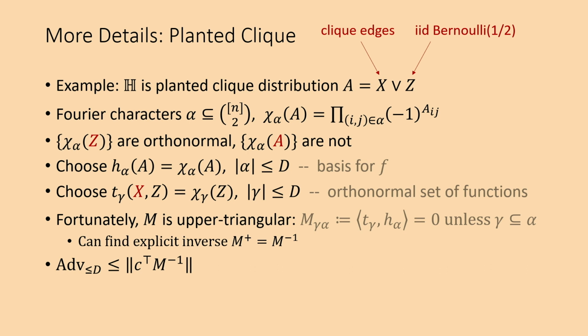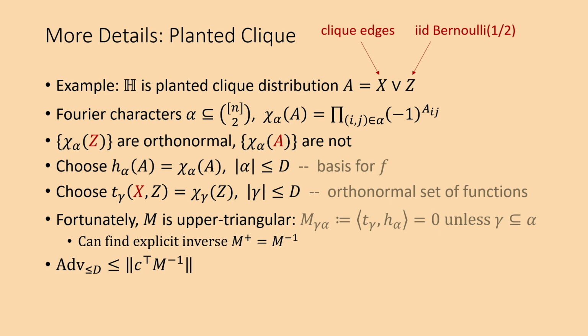And so, like we said before, to make this strategy work, I need to pick a basis in which to expand my original f. So let's just use the Fourier characters applied to a. That's the basis for f. These are not orthonormal, but that's okay. That wasn't a requirement. Now the t's are the ones that do have to be orthonormal, but those are allowed to be functions of the underlying x and z.